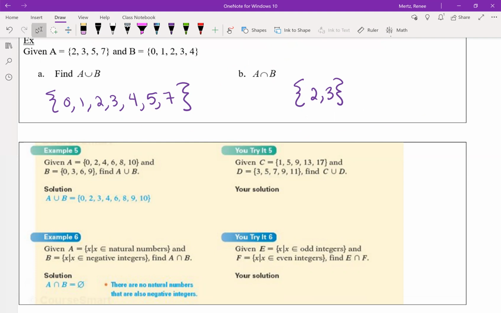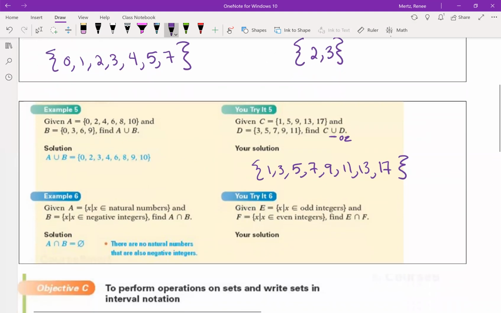So when I'm doing C, the symbol is "or." So C or D, I'm listing all the elements: 1, 3, 5, 7, 9, 11, 13, and 17. Hopefully I didn't miss any. But this one's a little bit different.